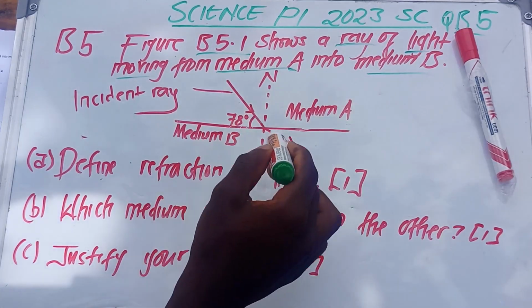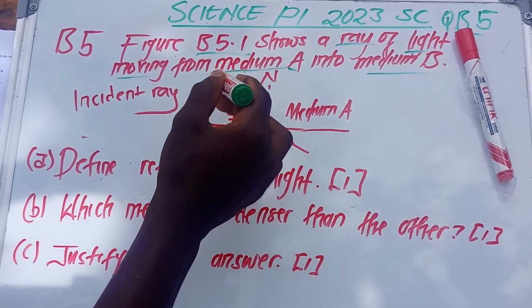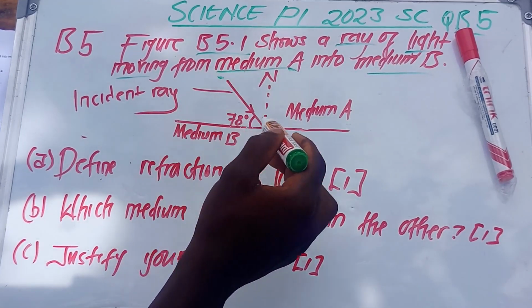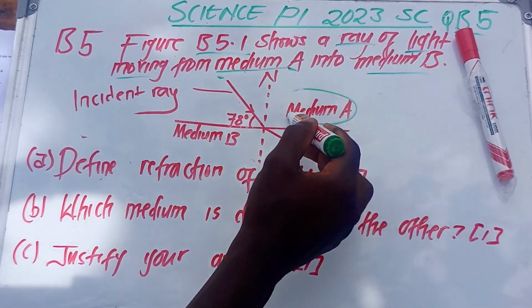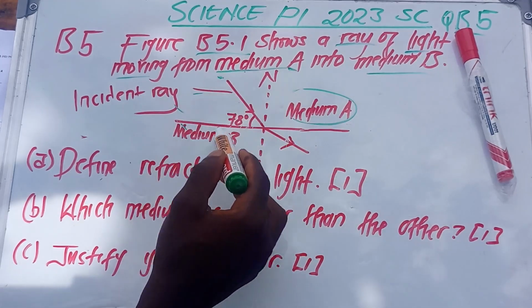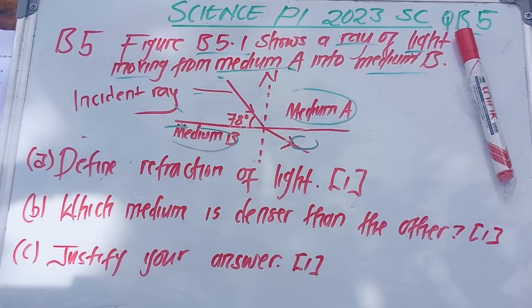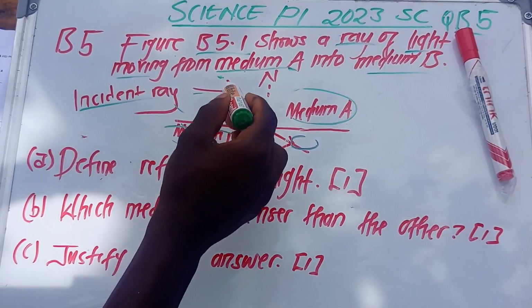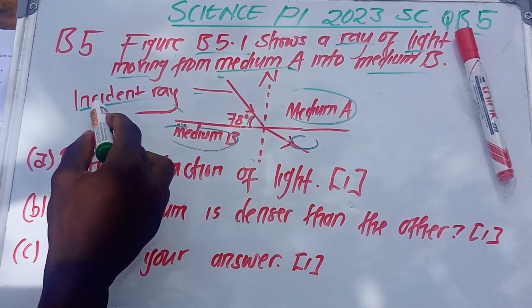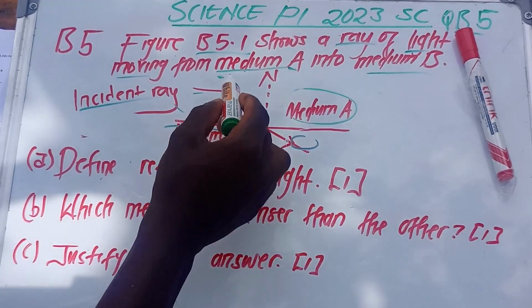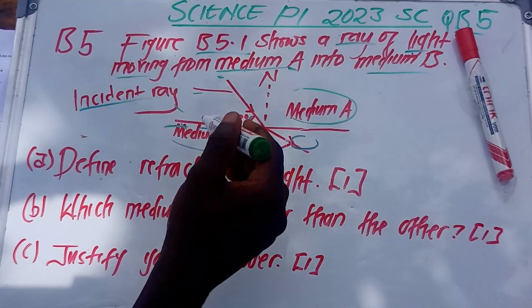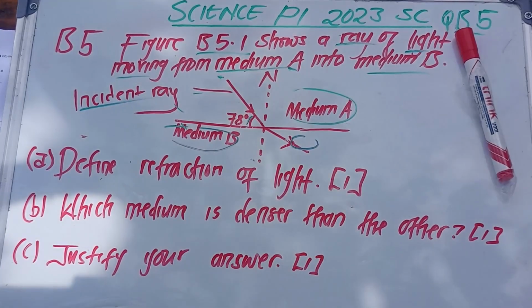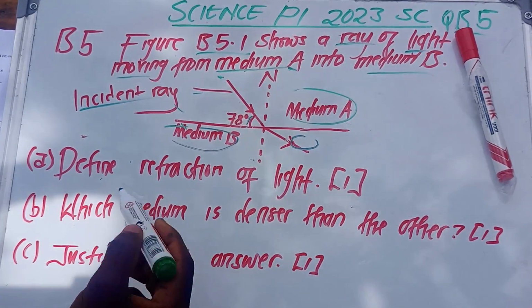We have been given this figure, and this is a ray of light which is coming from medium A, which is this part, to medium B, which is this part. I hope you are able to see. This is a ray of light, and this angle here is the angle of incidence. This is the incident ray, as you can see. Okay, so now let's go to the question.